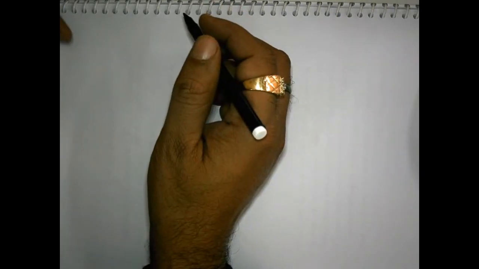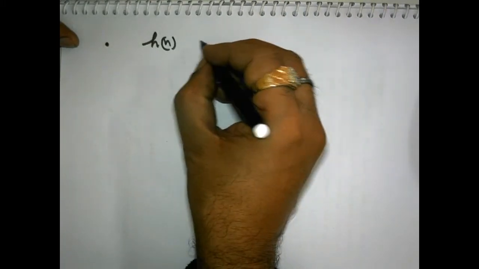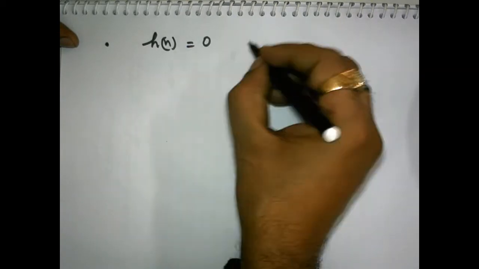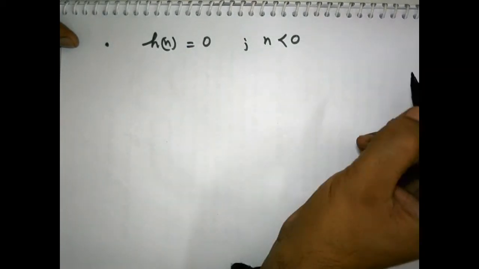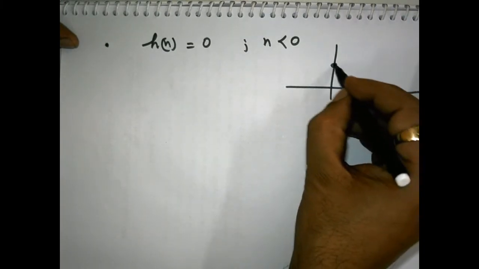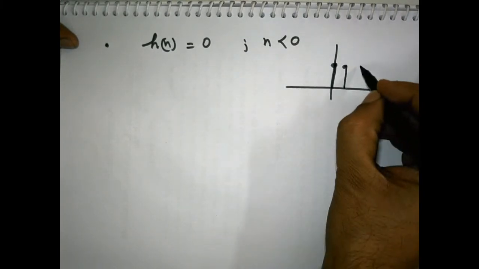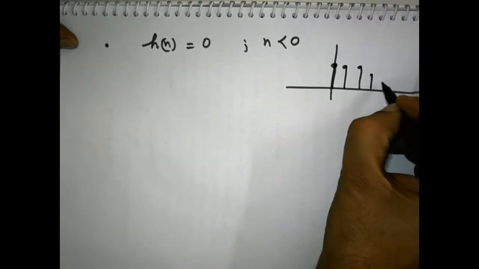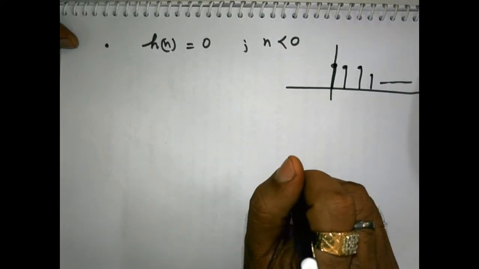So this was the second property. Now suppose hn is causal. The third property says that if hn is causal, it means hn equals 0 for n less than 0. This means the shape of hn will be something like this. It will be a right hand sided signal.